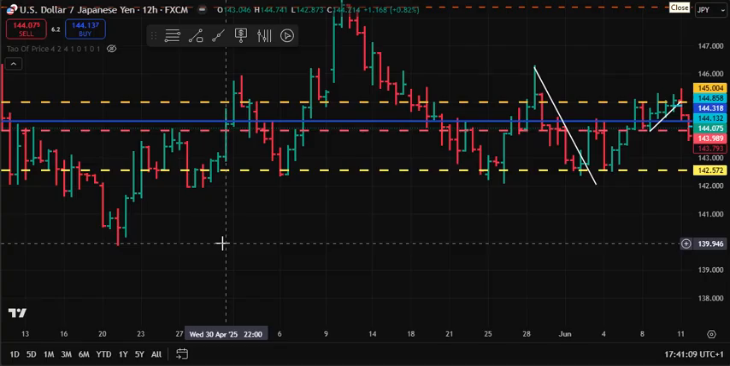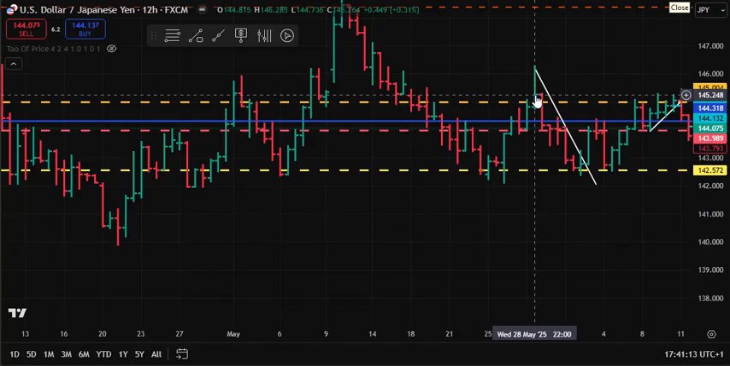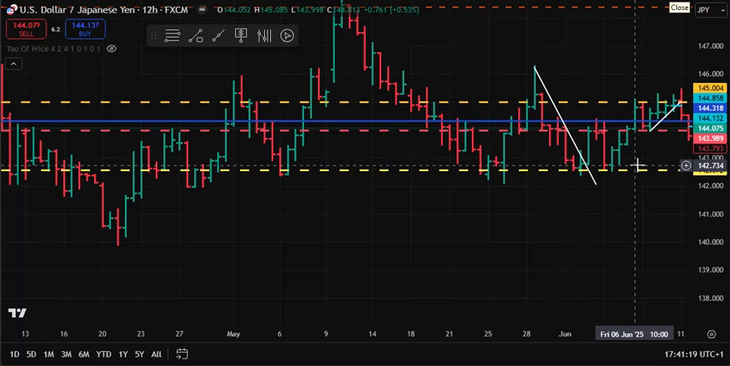So we need a decisive move above this level right here, 146.30. And also we need a decisive move below 142.60 to show it's definitely turning down. So the short-term forecast: dollar yen to slightly drift lower over the week. Let's go over to good old euro yen.